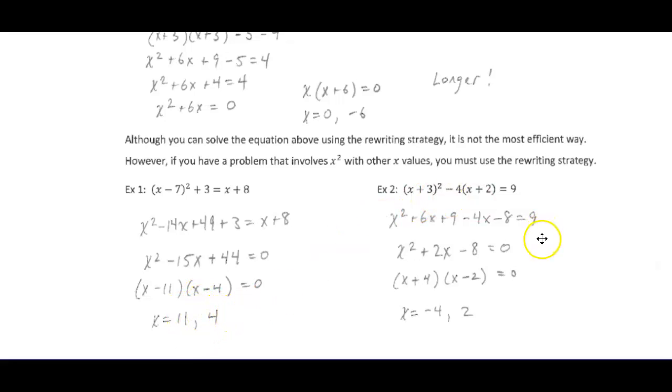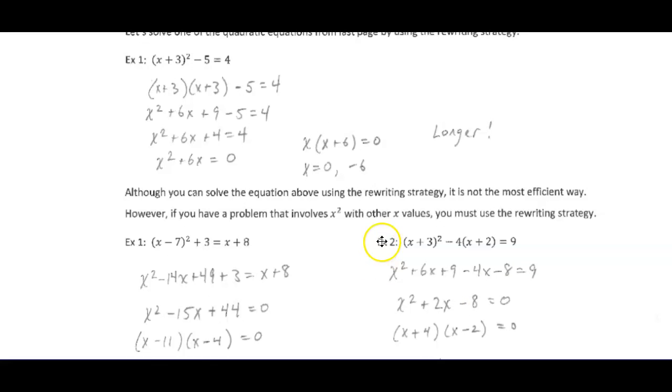The same thing happens in example 2. I had to distribute on this part, and I had to multiply x plus 3 times itself. Just remember that when we have a square on a binomial, you must write it twice and multiply it. And then everything gets combined and moved, and we can factor the final result.